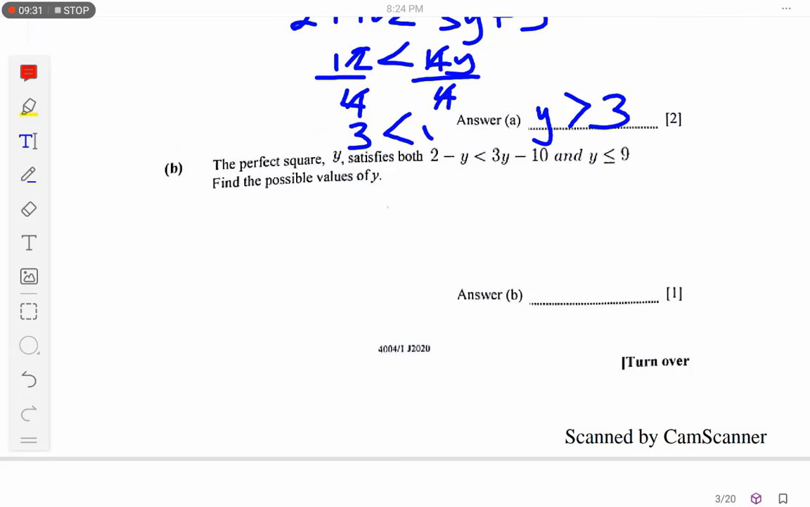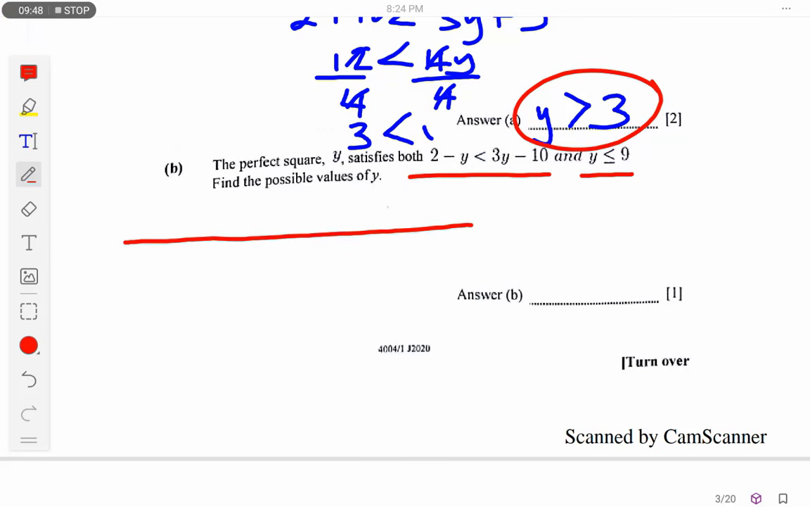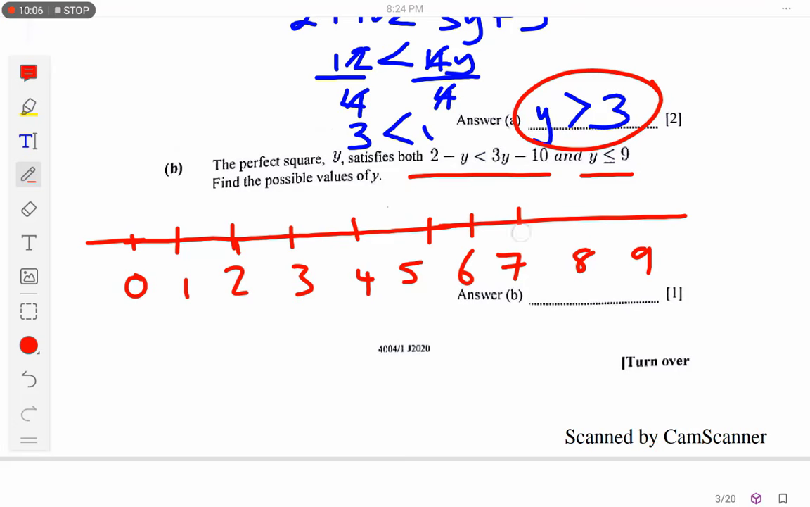Okay, we are now given another inequality. So the first inequality we are given is this one, which we solved and got y is greater than 3. Then we are also given y is less than. So if I'm to draw a line graph here, let me have 0, 1, 2, 3, 4, 5, 6, 7, 8, and 9 there. Okay, so these are my values there on my Cartesian. So this is in terms of y, it's y there because we are dealing with y.